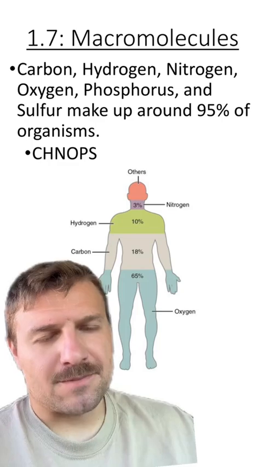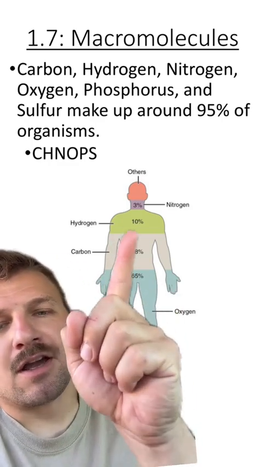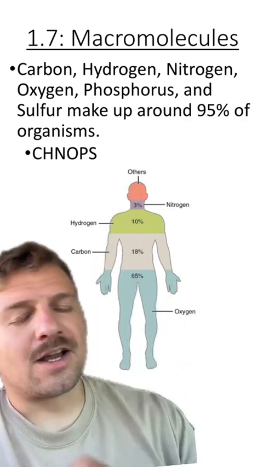otherwise known as CHNOPS. You can see in our person here, most of a person is made of oxygen and then carbon, followed by hydrogen, nitrogen, and the other elements that you would find.